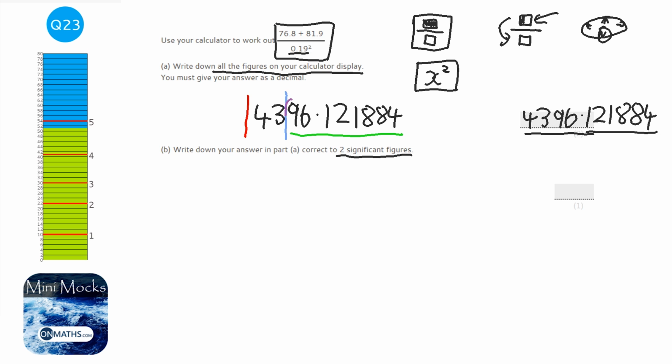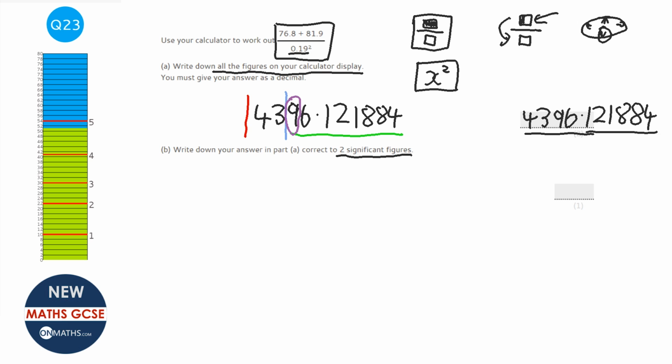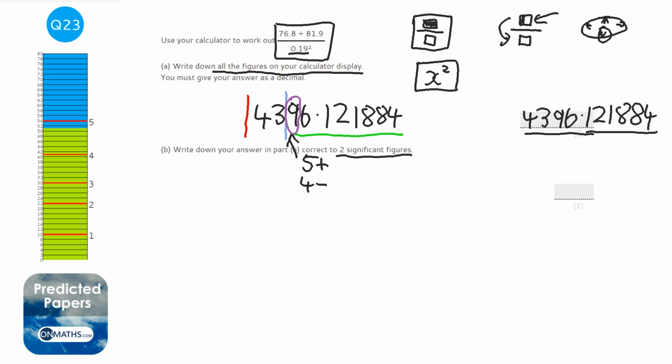Now, this number here, the 9, is what we call a decider number. Now, that number is going to go. That 9 is gone. Okay? But before it goes, we need to see whether that is 5 or more or 4 or less. If it's 5 or more, it pushes that 3 up to a 4. So the answer will be 4, and then you'd think, oh, okay, that's it, rounded, and you'd write that in the answer column.